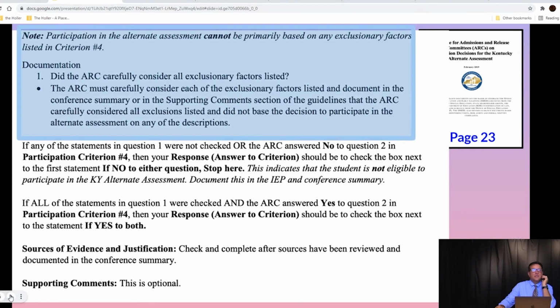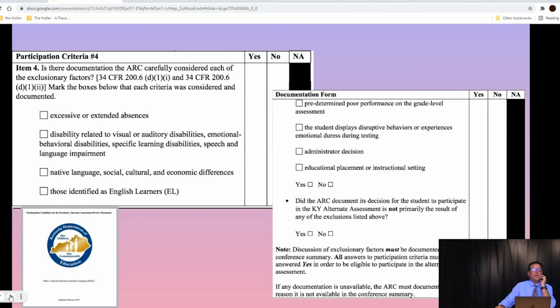And again, looking at those sources of evidence, we've got to make sure, and then we grade it against this particular record review document, and you see that we have to have discussion of all these factors. And look at the notes. Discussion of exclusionary factors must be documented in the conference summary. All answers to participation criteria must be answered yes. And so I wouldn't take any chance in putting it in one place or the other. If I marked it on the participation guidelines, I would make sure that I got some discussion over in my conference summary and not take any chances with that particular item.